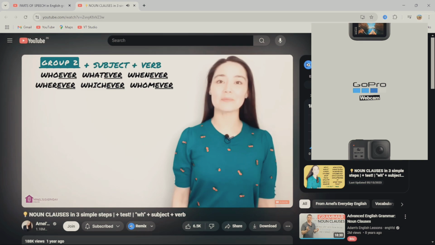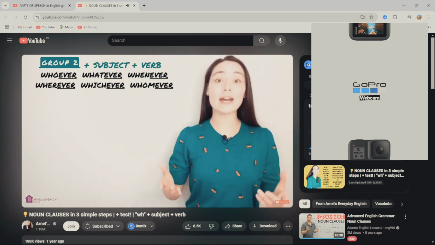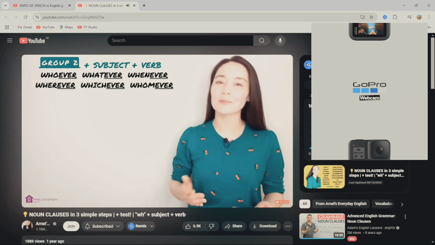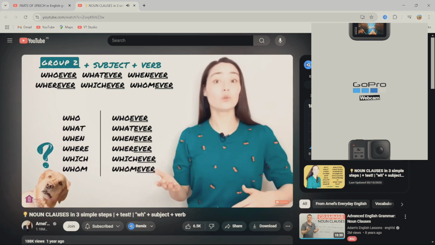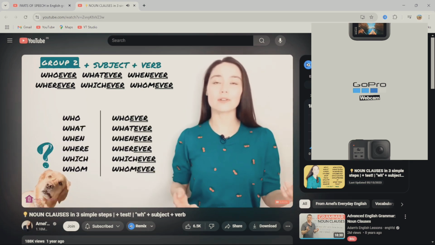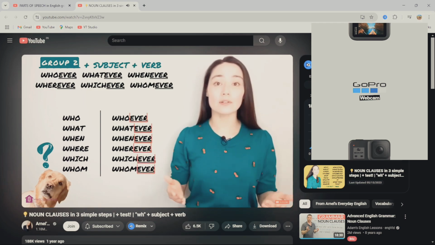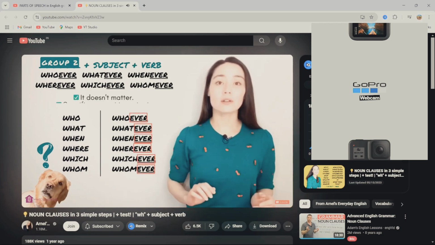Group number 2. These words function the same way grammatically as group number 1. That makes them pretty simple. So what's the difference between who, whoever, what, whatever, where, wherever? When we add the suffix ever, we mean it doesn't matter.